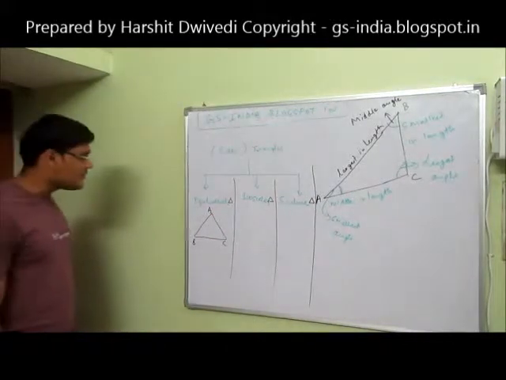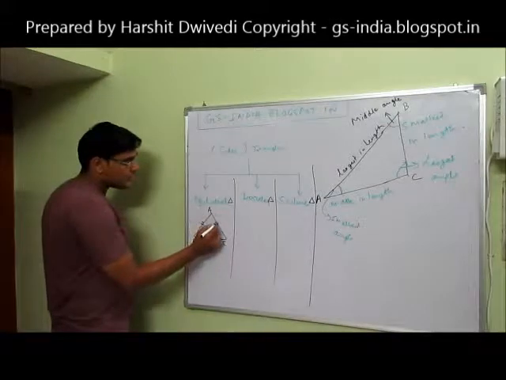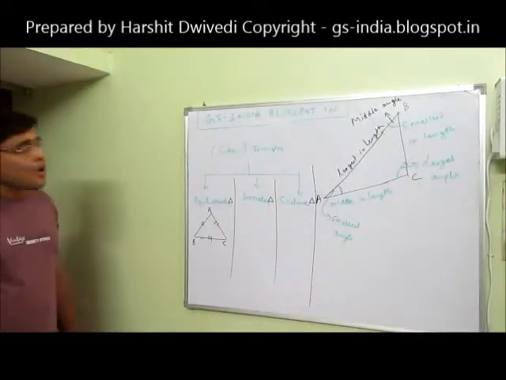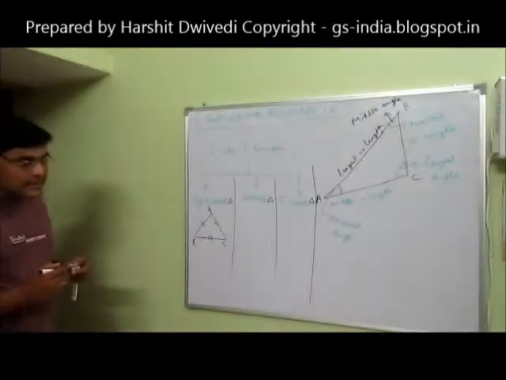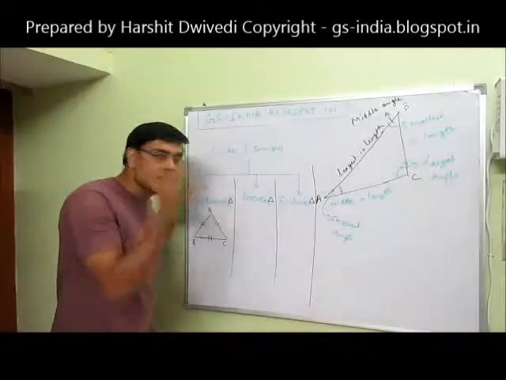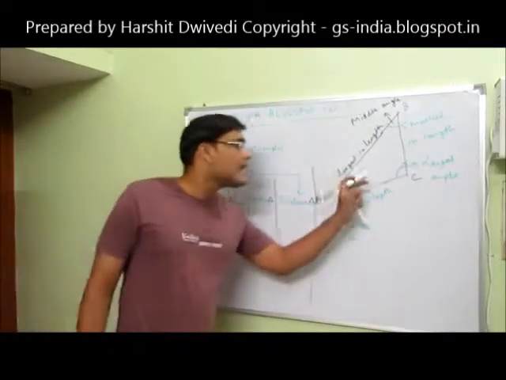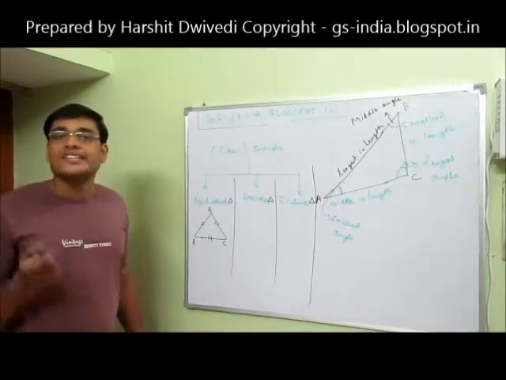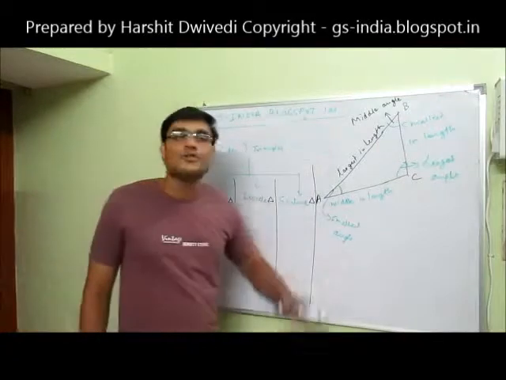In this triangle ABC, this line is equal to this line is equal to this line. All the three lines are equal to each other. Just extending the fact that I told you here, that the angle opposite to the line is directly proportional to the length of the line.